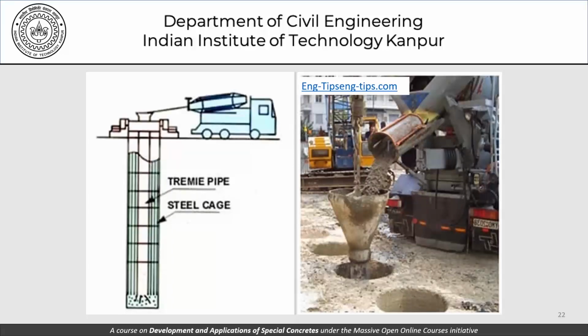Here is a live photograph of that, where you have a Treme pipe here. This is a schematic sketch. This is the photograph. So there's a Treme pipe, there's a steel gauge. You're trying to put the concrete being placed here. And that's what you're trying to do here through your agitator truck. You're trying to dump the concrete into this hopper kind of thing here, and it is going down.